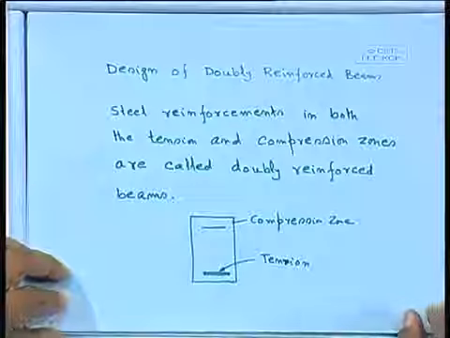Where do we need this reinforcement? Why do we have to provide it? We need it because the depth is not adequate. You could not provide the depth required if you have to design it as a singly reinforced section, maybe due to architectural restrictions or some other reason. Then we provide steel in the compression zone and do the design, and that is called a doubly reinforced beam.